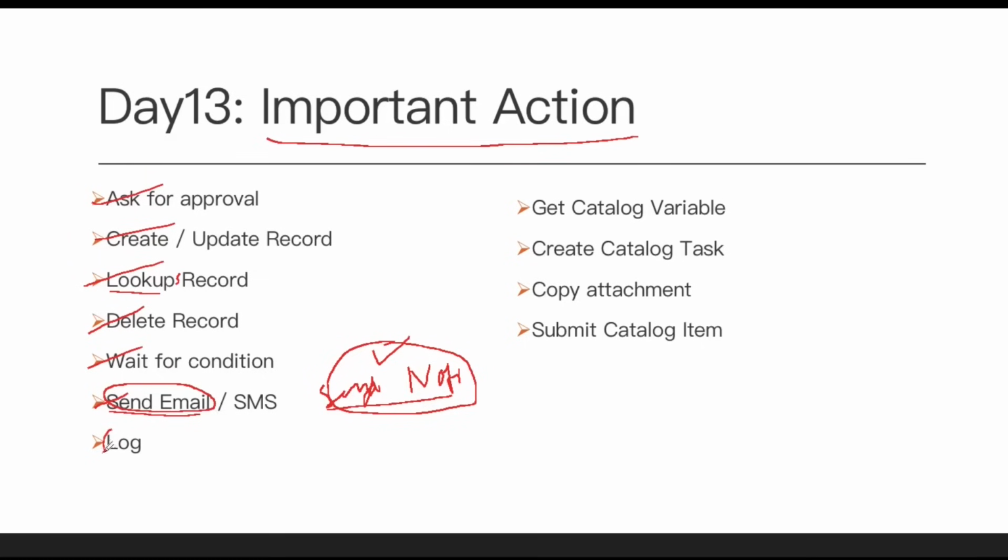Now we have the log action. With the help of the log action, we can create a system log that stores the data in our syslog table. Now we have get catalog variable. With the help of get catalog variable, we can get the catalog item variable. This is specifically for a catalog item flow, where we are ordering a catalog item. If you want to check a catalog item variable's value, we can use get catalog variable. Again, this action we have implemented in some previous classes.